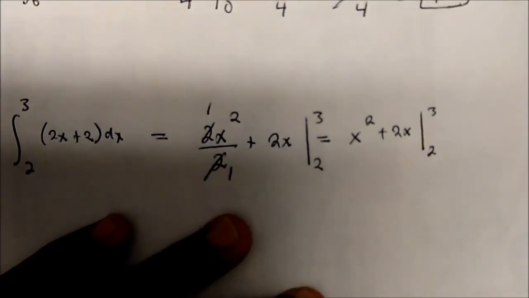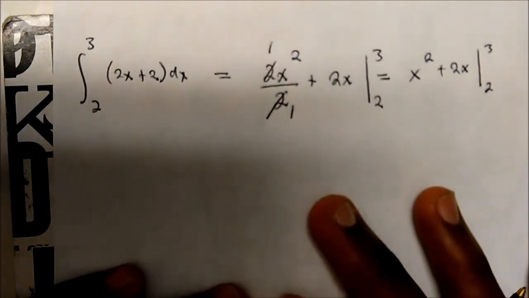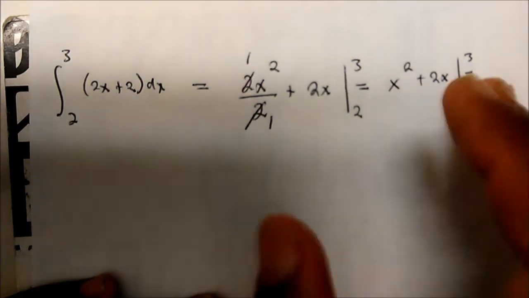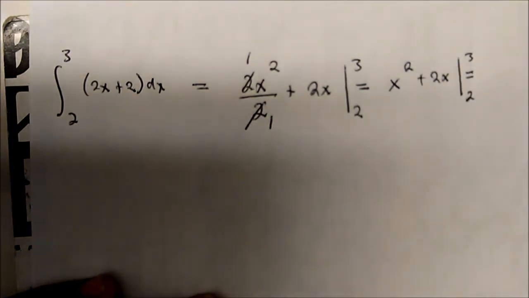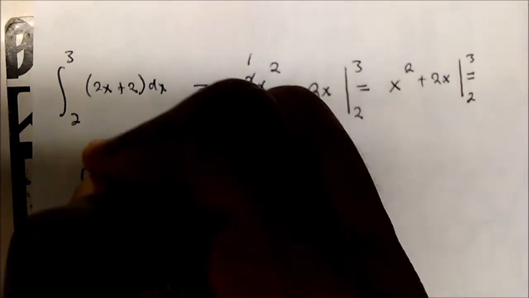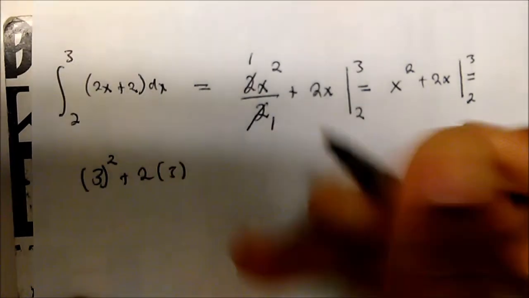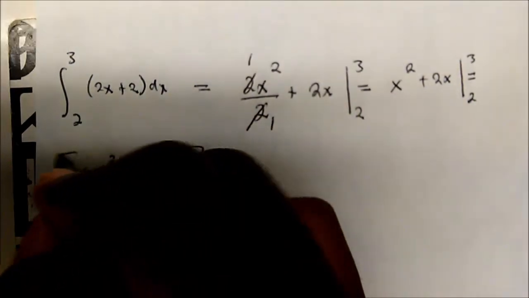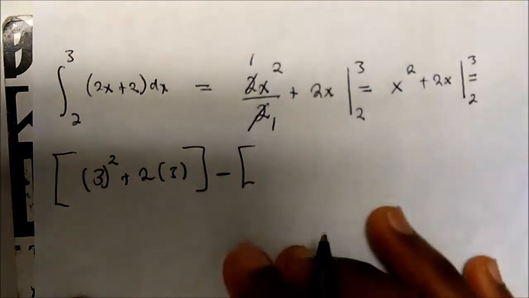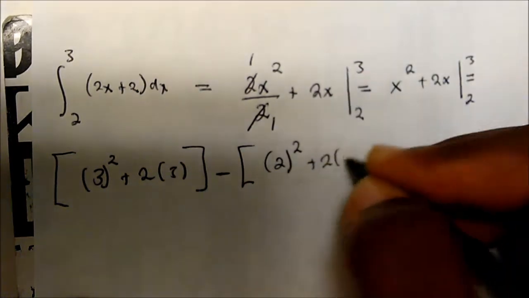And now I could just plug in my numbers. Be careful with notation, guys. You always want to put your equal sign after you have the fraction bar. So this now will be 3 squared plus 2 times 3. Put this whole thing in parentheses. And I'm going to subtract this from 2 squared plus 2 times 2.